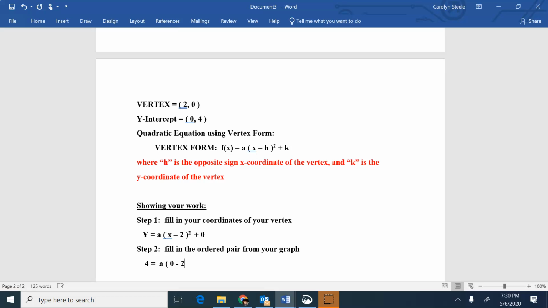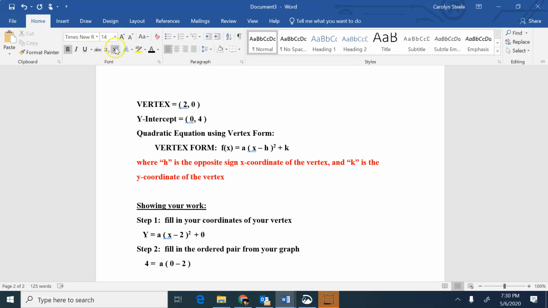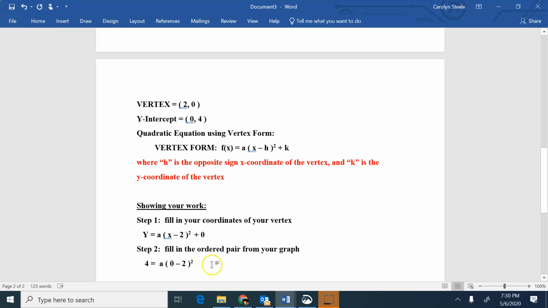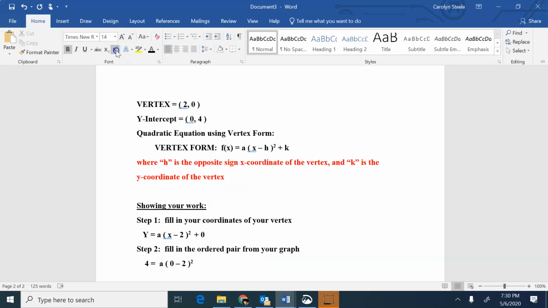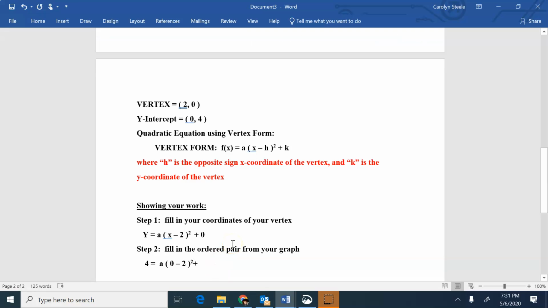Minus 2. And I want to square that. And then I want to take that off. And then I want to put plus 0. Oops, wrong place. Plus 0. All right, so let's look at the math on this.